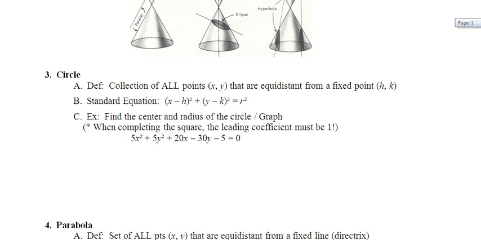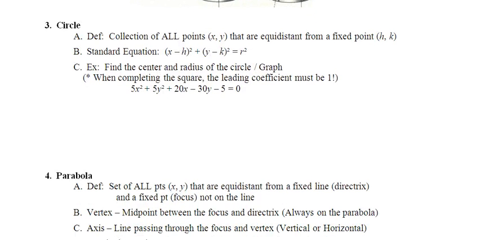So to start with a circle, the definition of a circle is all the points x, y that are equidistant from a fixed point h, k. And the reason they put in all your points x, y is just to tell you that it's two-dimensional. So it's still on your plane. Equidistant, it's one of my favorite words because it combines two words in one. So we know obviously that they're equal distance, and then there is your center h, k.